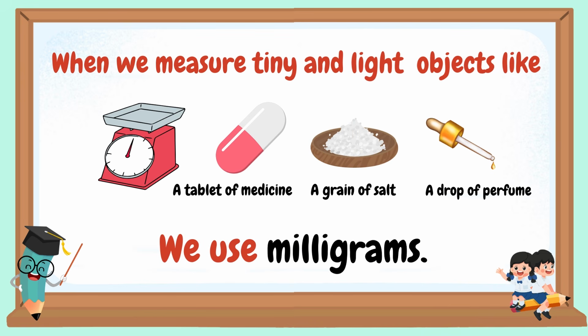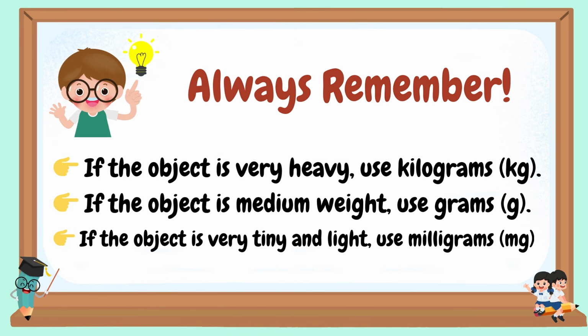When we measure tiny and light objects like a tablet of medicine, a grain of salt, or a drop of perfume, we use milligrams. Always remember, if the object is very heavy, use kilograms. If the object is medium weight, use grams. And if the object is very tiny and light, use milligrams.